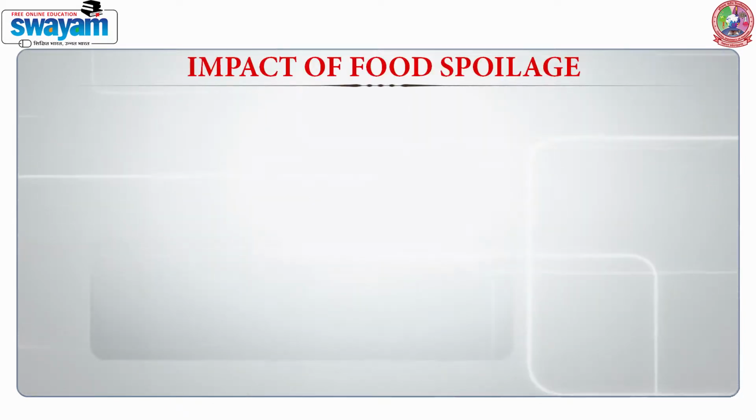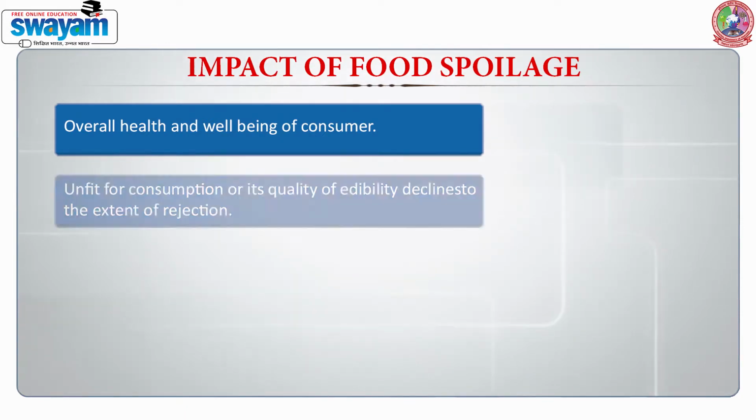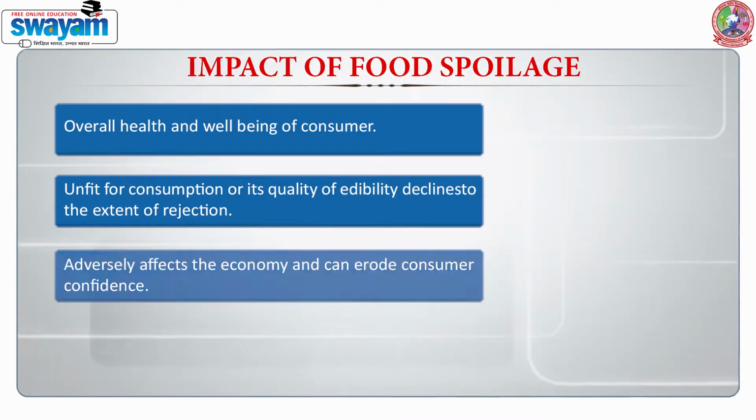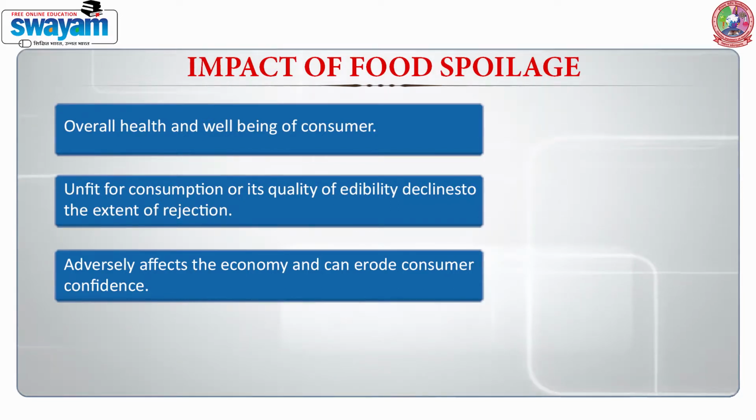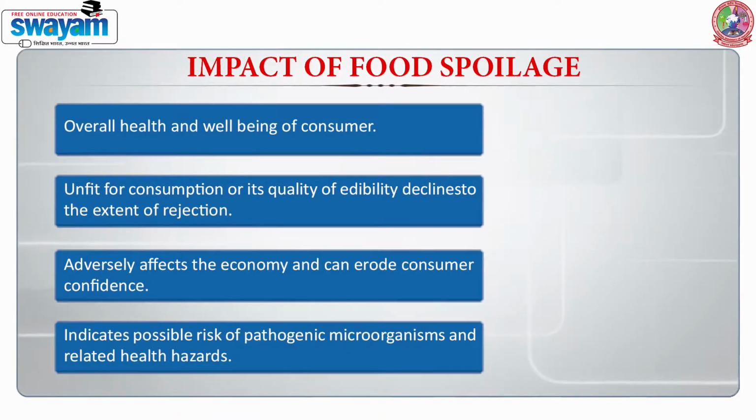Now when this spoilage happens, there is an impact of this spoilage. This impact can be on the overall health and the well-being of the consumer. The quality becomes unfit for consumption, the edibility index decreases. Sometimes this very spoilage also affects the economy of the country and erodes consumer confidence. Spoilage also indicates that there is a possible risk of pathogenic microorganisms and related food hazards.